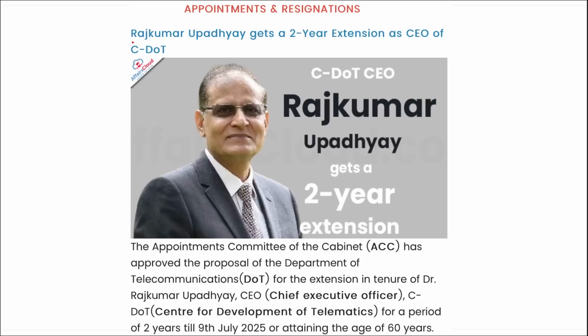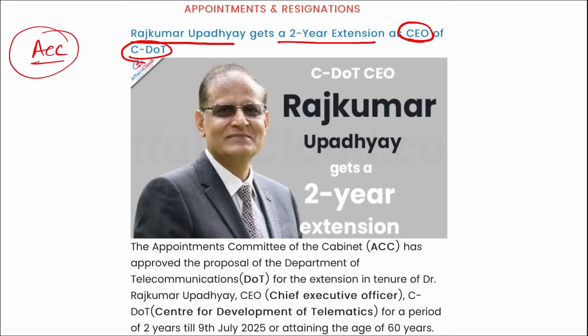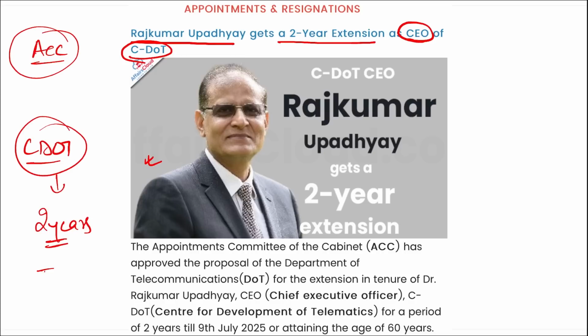Next, Rajkumar Upadhyay has got a 2-year extension as the CEO of C-DOT. I repeat, the ACC, that is the Appointments Committee of the Cabinet, has approved the extension in the tenure of Dr. Rajkumar Upadhyay, as you can see him in the picture, and he is the CEO of C-DOT, that is the Centre for Development of Telematics. His tenure has been extended by 2 years till July 2025. Then remember, in 2020, Upadhyay joined India's telecom technology research organization C-DOT as the executive director, and then he was promoted in 2022 as the CEO of C-DOT.